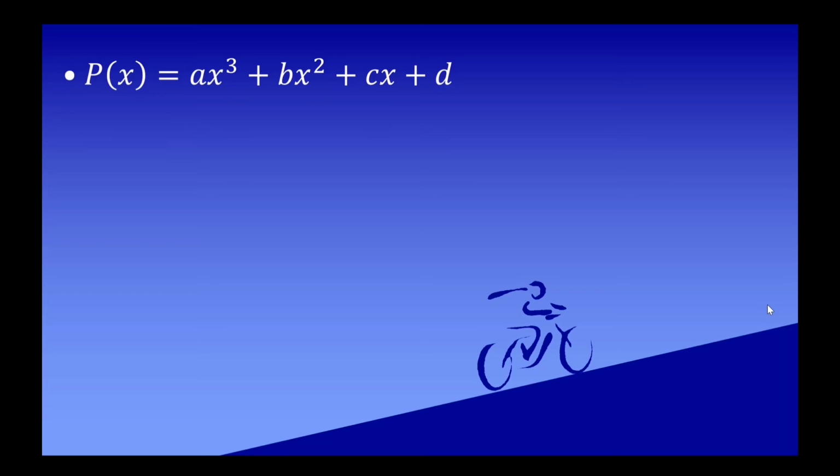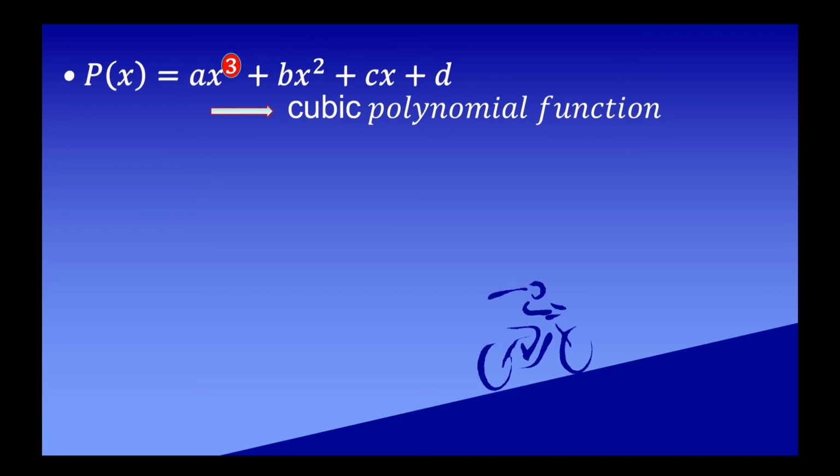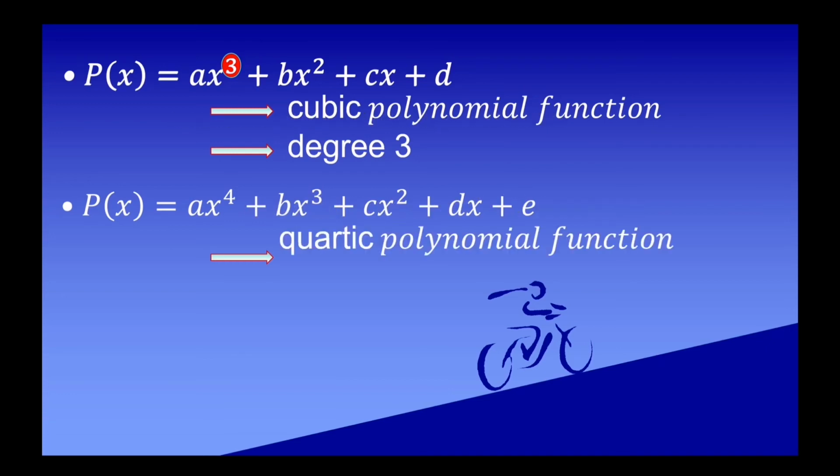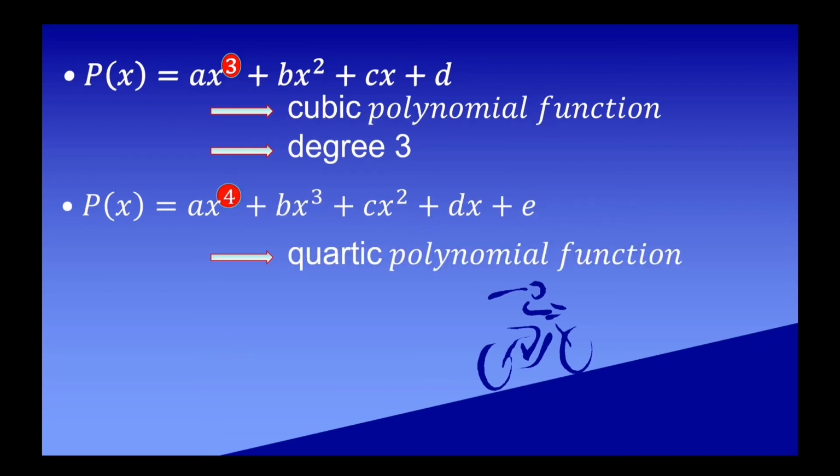And we have ax cubed plus bx squared plus cx plus d. The highest exponent is 3. So this is known as the cubic polynomial function, or the third degree function, or degree 3. And we also have here p of x equal to ax raised to 4 plus bx cubed plus cx squared plus dx plus e. This is known as the quartic polynomial function because the highest exponent is 4, and this is called the fourth degree function, or degree 4.